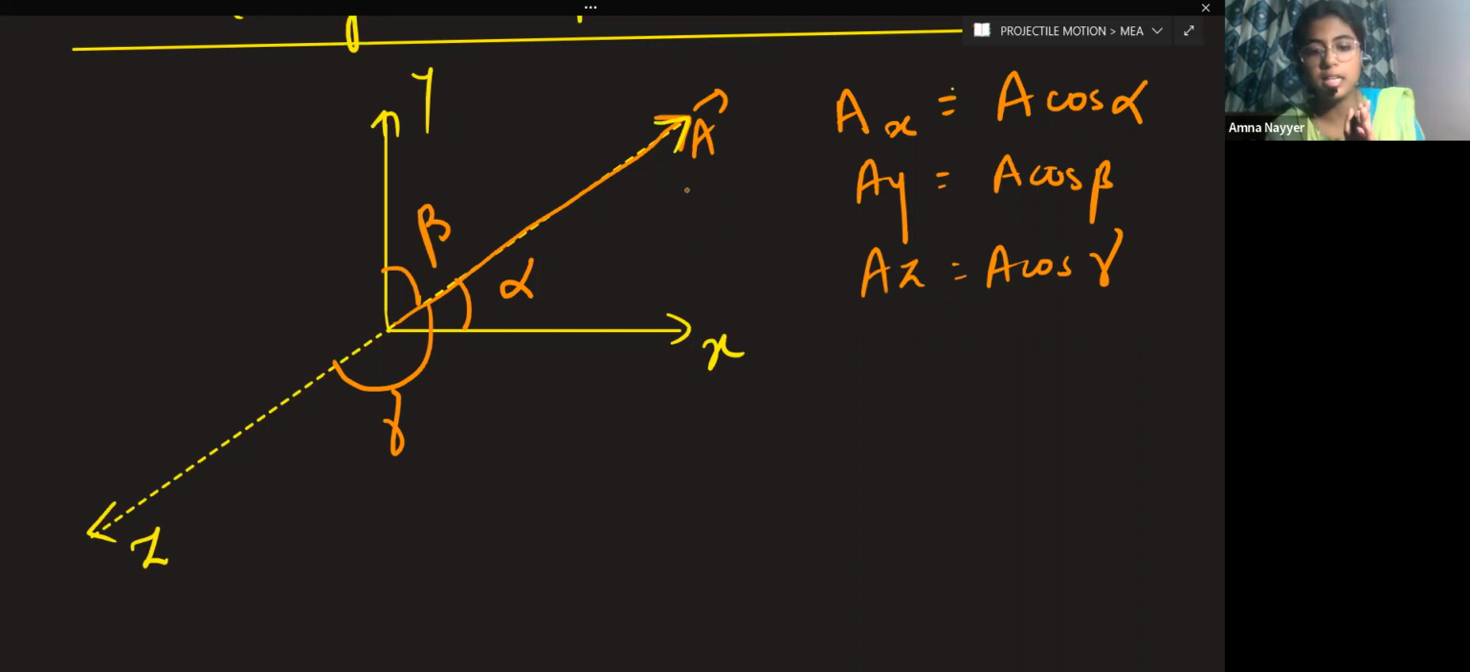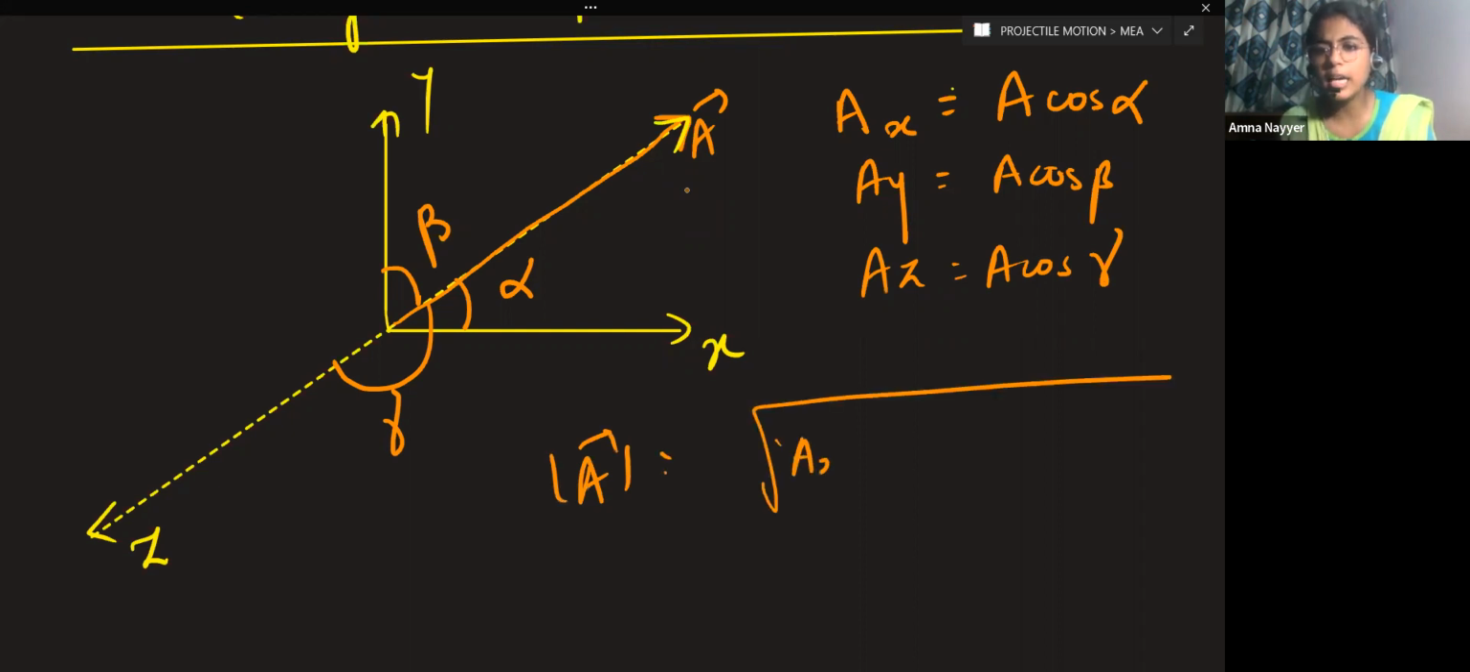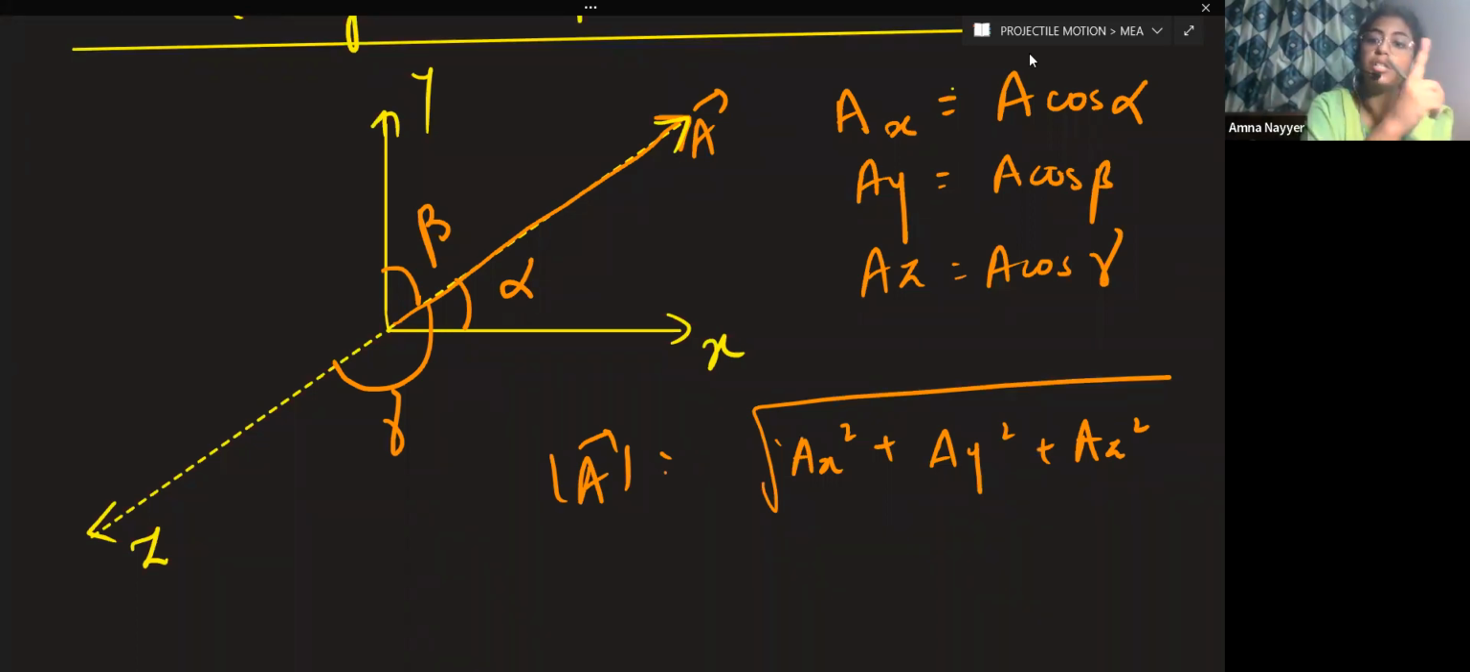The AX, AY, AZ. If you want to find the magnitude of your vector A, this will be directly the under root of AX square plus AY square plus AZ square. In Cartesian form, we have studied this. If vectors are there, how to calculate their magnitude: you take the coefficient of i cap and square it, the coefficient of j cap and square it, and add the square of the k cap coefficient. So do the same thing. Don't forget your Cartesian form.